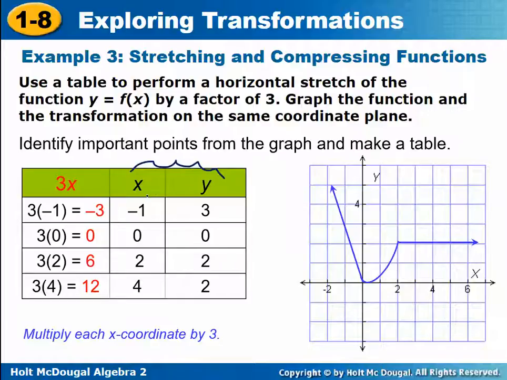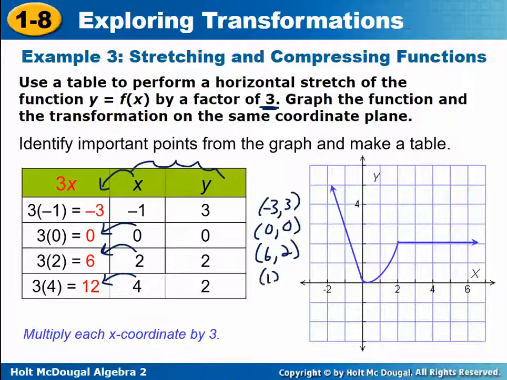Then you multiply all of the x-coordinates by the factor of 3. So -1 times 3 is -3. 0 times 3 is 0. 2 times 3 is 6. 4 times 3 is 12. So my new points are going to be (-3, 3), (0, 0), (6, 2), and (12, 2).